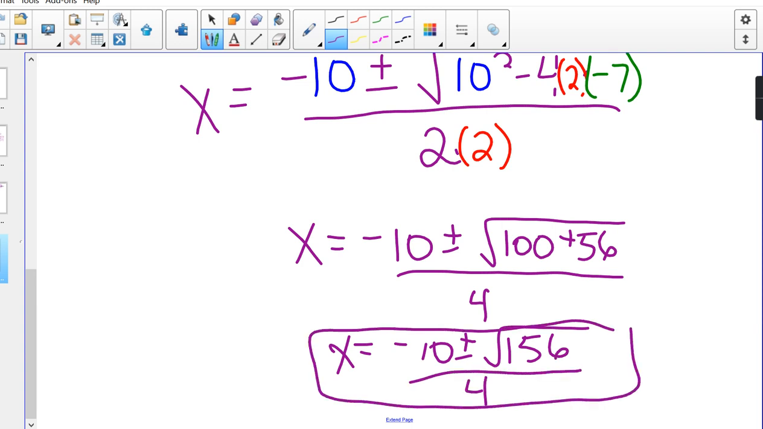our solution. As I mentioned, I don't ask you to try and simplify the radicals. I don't teach that in my Algebra 1 class. So this is enough. This is your solution.